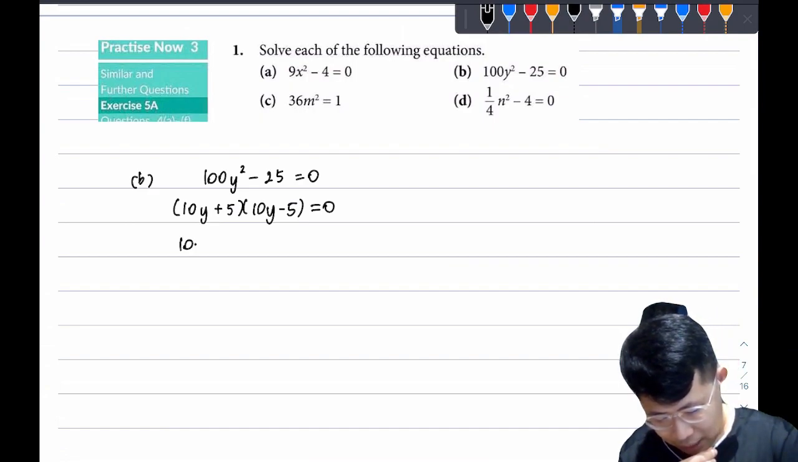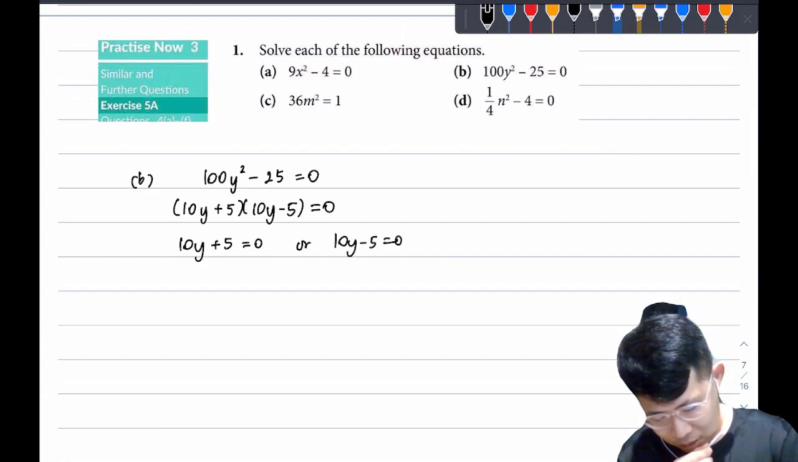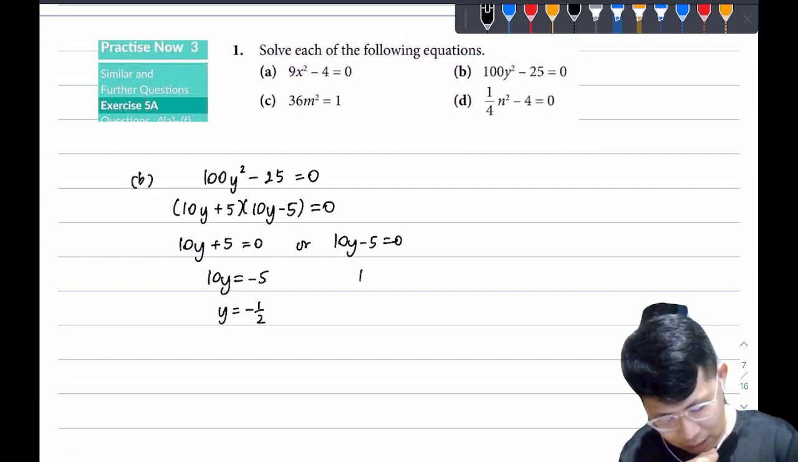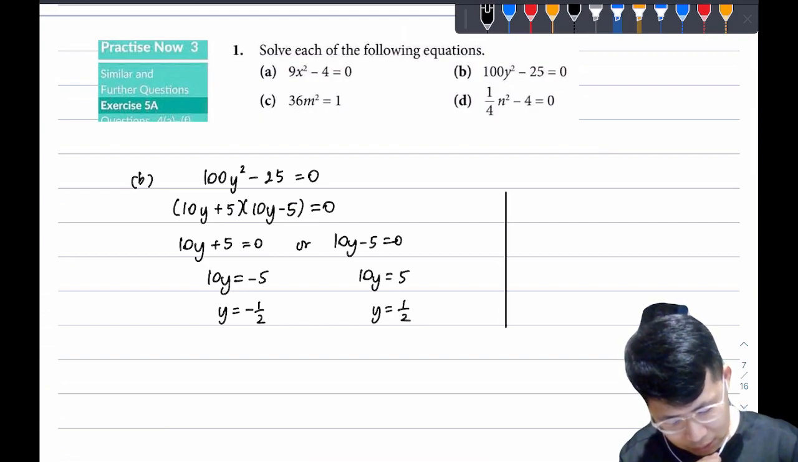Then it will be 10y plus 5 is equal to 0, or 10y minus 5 is equal to 0. Okay, so 10y is equal to negative 5, y is equal to negative half. 10y is equal to 5, y is equal to positive half. Or the other working is this.